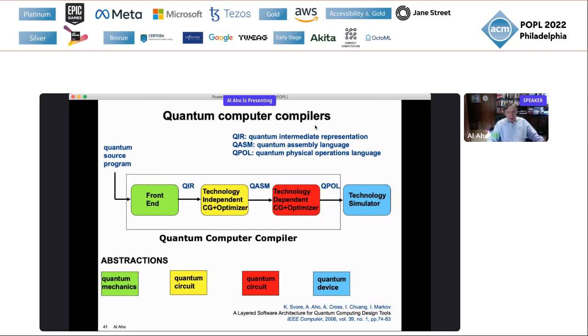A little while ago, Krysta Svore, a graduate of Princeton University, came to Columbia as a PhD student to study quantum computing. After taking my compilers course, she did her PhD thesis on compilers and design tools for quantum computing. Krysta demonstrated that the framework we've created for implementing compilers for classical programming languages can be used to develop compilers for quantum programming languages.